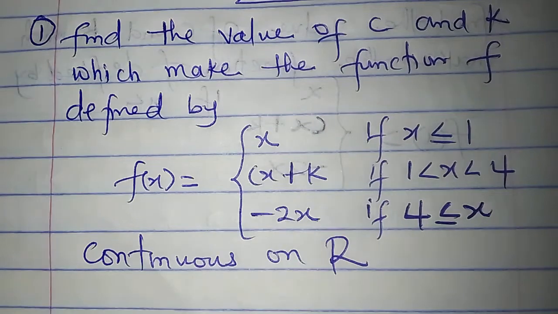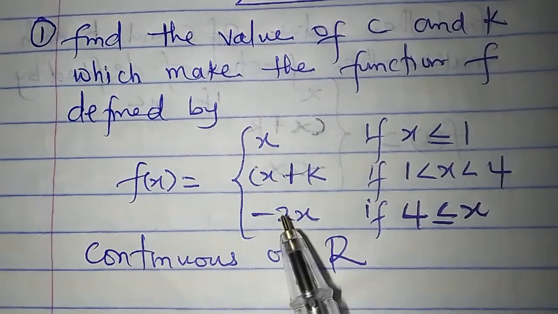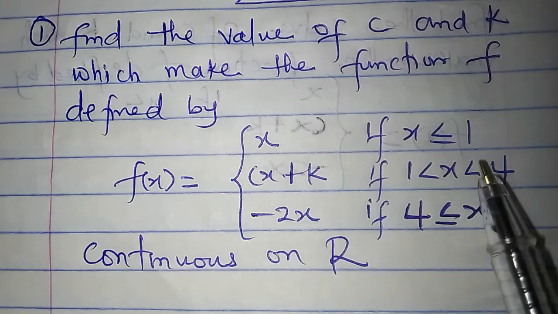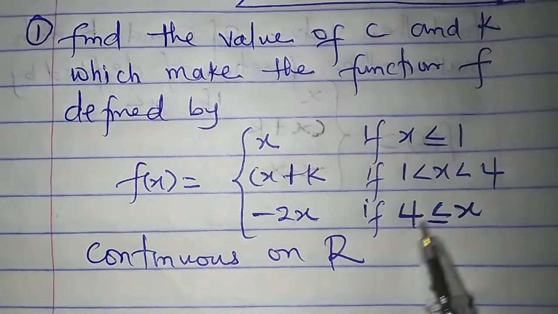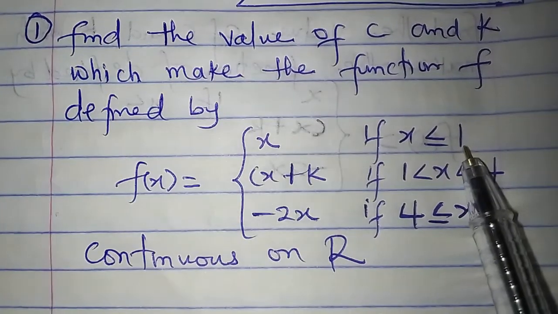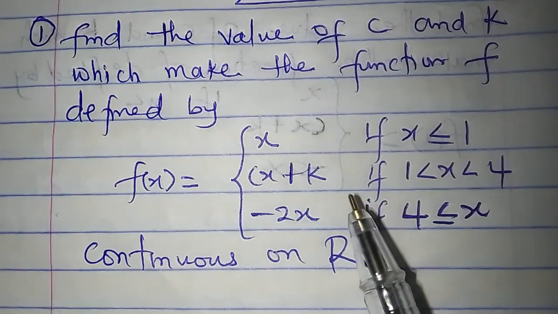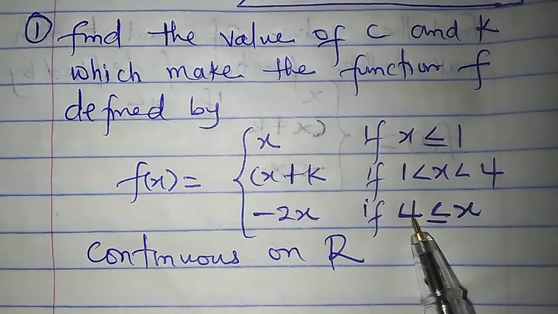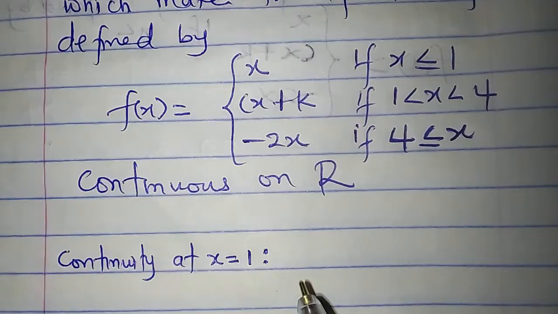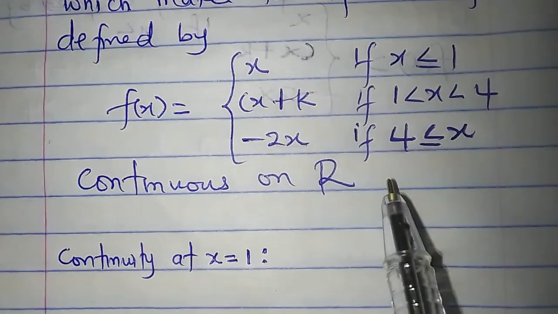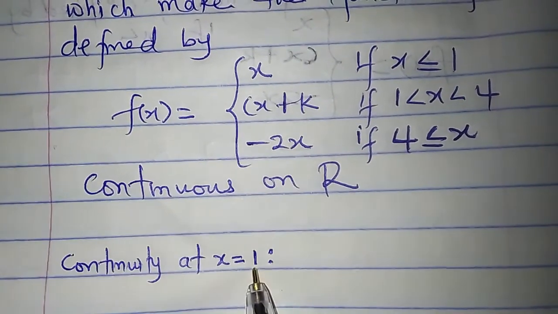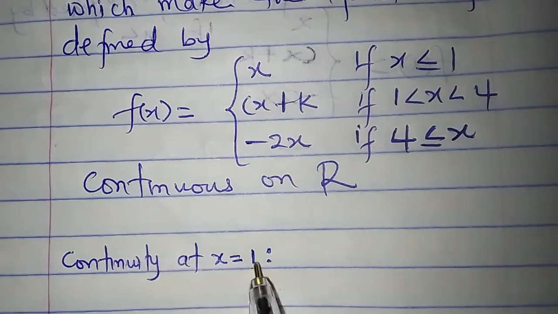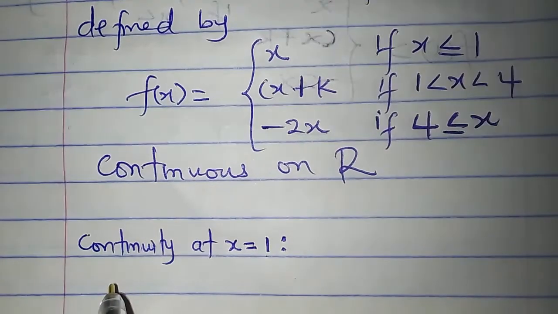To determine the value of c and k, we need to ensure the continuity of the function at the boundary points, that is 1 and 4. These are the boundary points, okay? So we need to ensure that the function is continuous at x equal to 1 and at x equal to 4. For the function to be continuous at x equal to 1, the limit as x approaches 1 from the left must be equal to the limit as x approaches 1 from the right. This is what I'm saying.